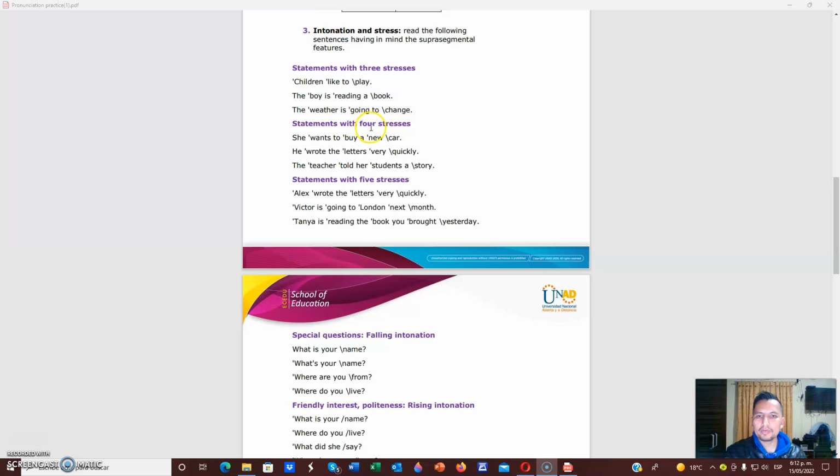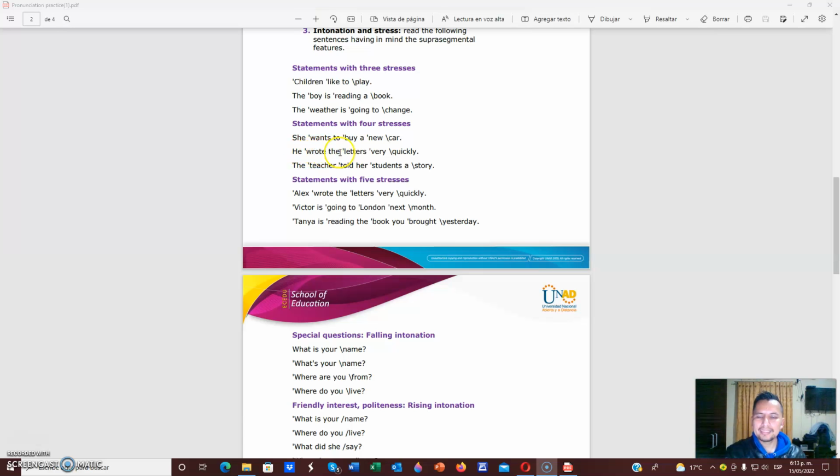Statement with four stresses. She wants to buy a new car. He wrote the letter very quickly. The teachers told her students a story.